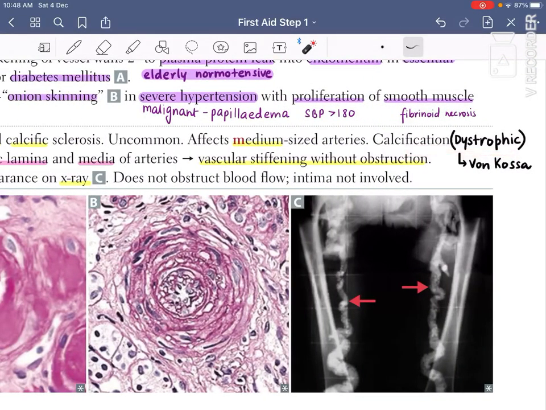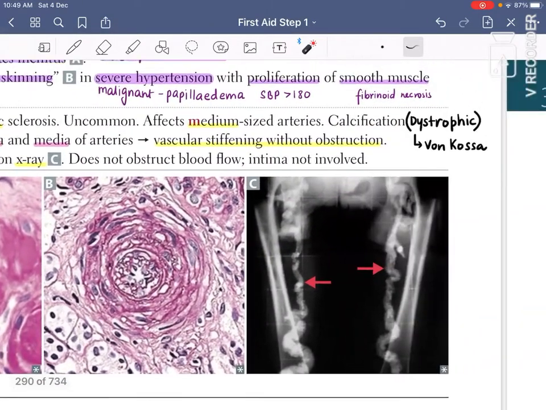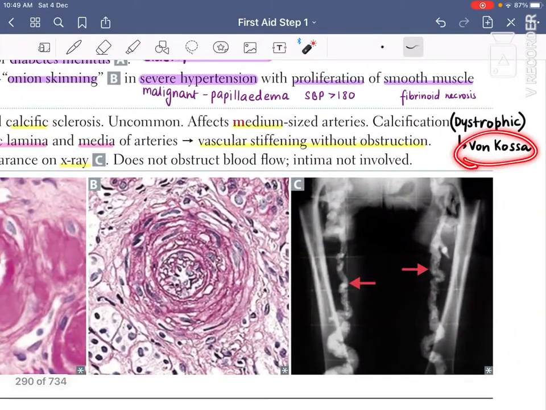And it is stained by von Kossa stain. So with von Kossa stain, the calcium gets stained black. So yeah, they can give you something like that also. Maybe you get black portions here or something like that. So yeah, I think that does it for arteriosclerosis, and it's really simple.